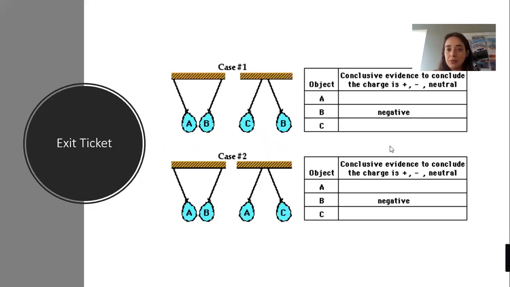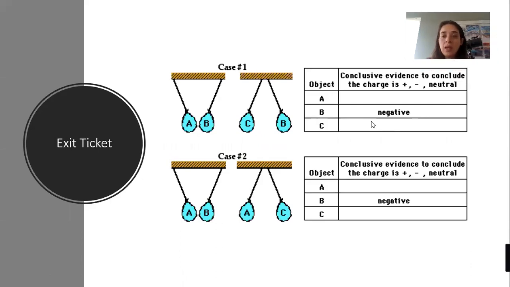All right, the last thing for today will be to complete this exit ticket. At the bottom of your classwork, you have this image with two tables next to it. It's asking us to determine what the charge for object A and object C is in each scenario. For both case 1 and case 2, it is telling us that balloon B is negatively charged. So considering the images and the fact that B is negatively charged, what are the charges for A and C? Take the next few minutes to answer this exit ticket.